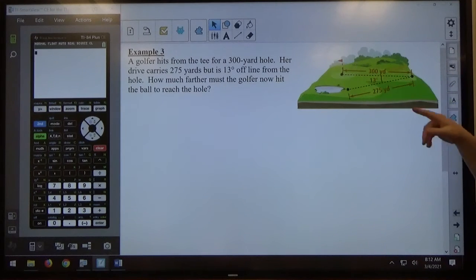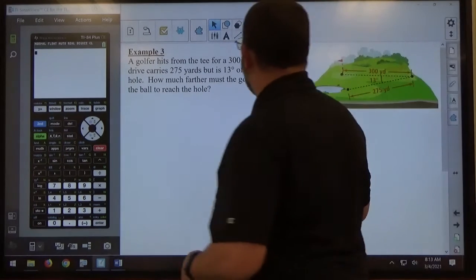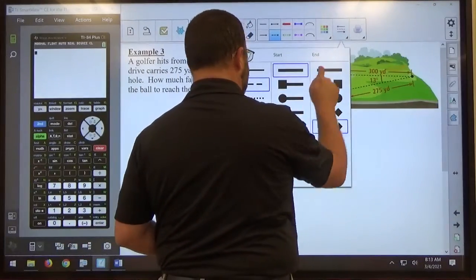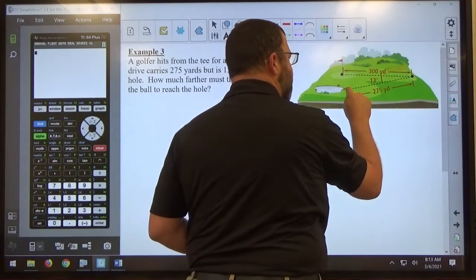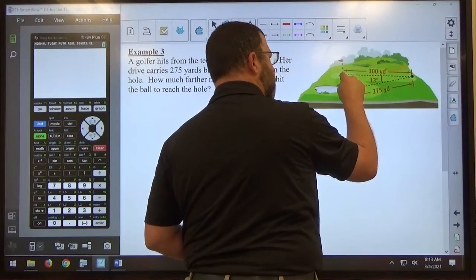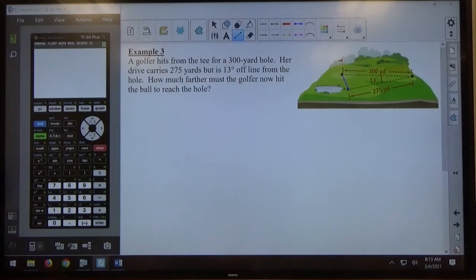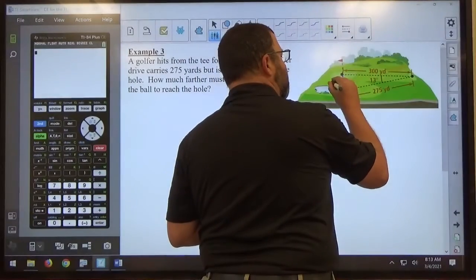She still wants to get into the hole, and there's a 13-degree offline shot there. So the distance she has to hit yet is going to be this distance here, just to complete the triangle that we're looking at there. Generally when we're dealing with trigonometry, you want to see triangles in the world. So when you see an angle like that, you just complete the triangle to create this image we're looking at. We're looking for the distance here.